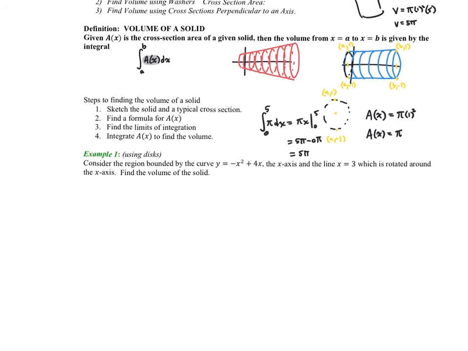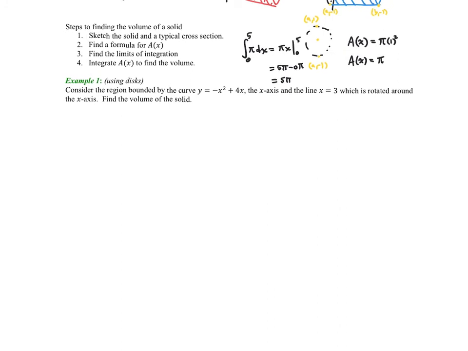So in finding these volumes of solids, the suggestion is to sketch the solid and a typical cross-section. In our example above, the cross-section was a circle. Find the formula for that cross-section, find the limits, and then integrate. So let's sketch and do a couple of examples here.